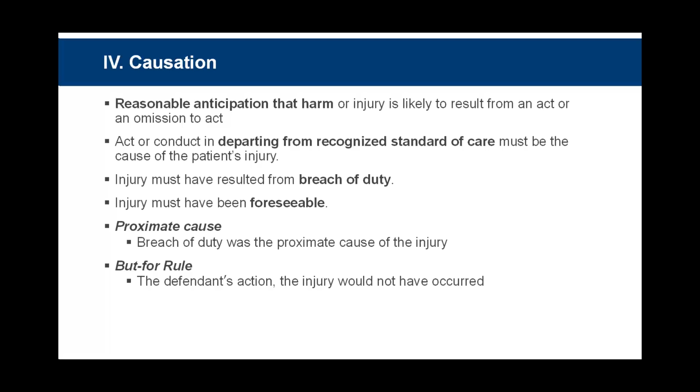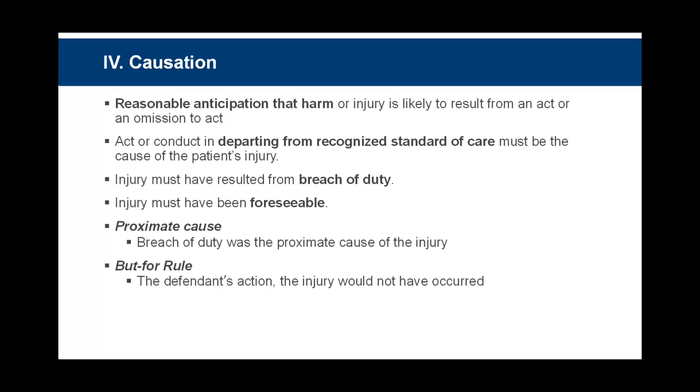Next, for negligence to be established, the defendant's departure from the recognized standard of care must directly cause the patient's injury. This means that the breach of duty, failing to meet the expected standard, must be the actual cause of the harm suffered. This brings us to proximate cause, which limits liability to consequences that are closely related to the breach. The injury must be foreseeable, meaning that it was a predictable outcome of the defendant's actions or omissions.